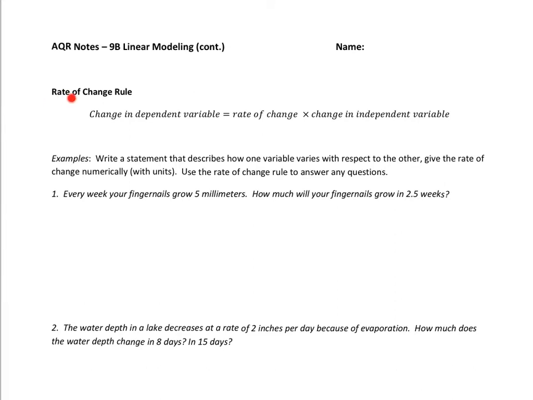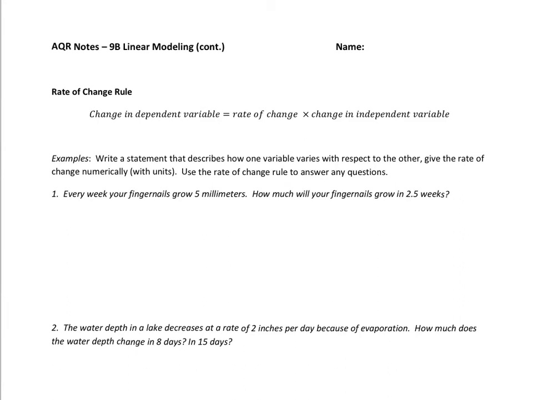So we have a rate of change rule to start us out. The rate of change rule is: change in the dependent variable will equal the rate of change times the change in the independent variable. So we can jump right into some examples, and we want to write a statement that describes how one variable varies with respect to the other. Give the rate of change numerically with units. Use the rate of change to answer any questions.